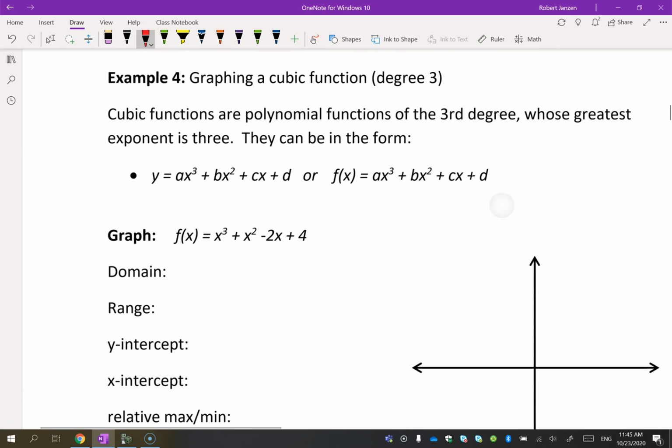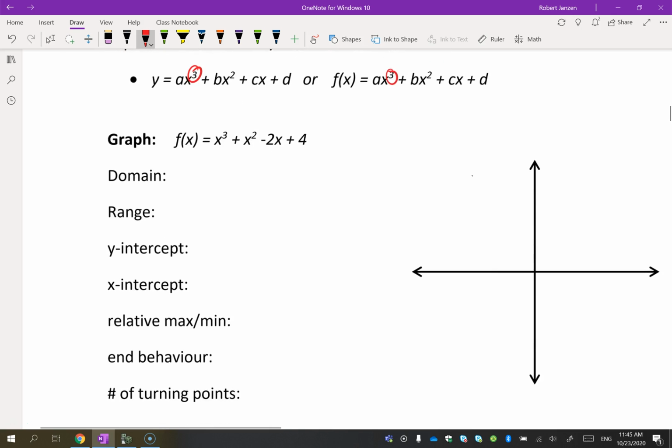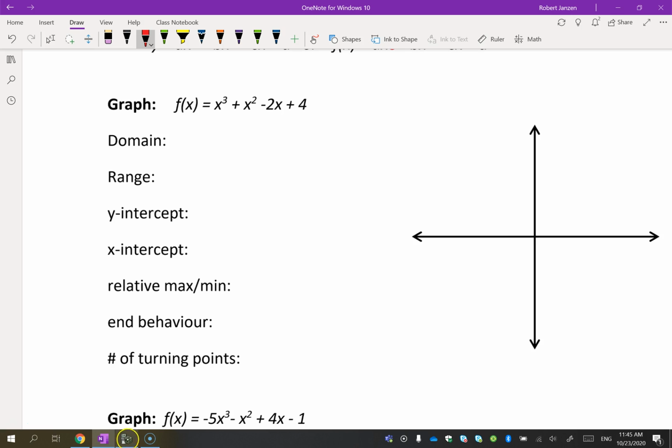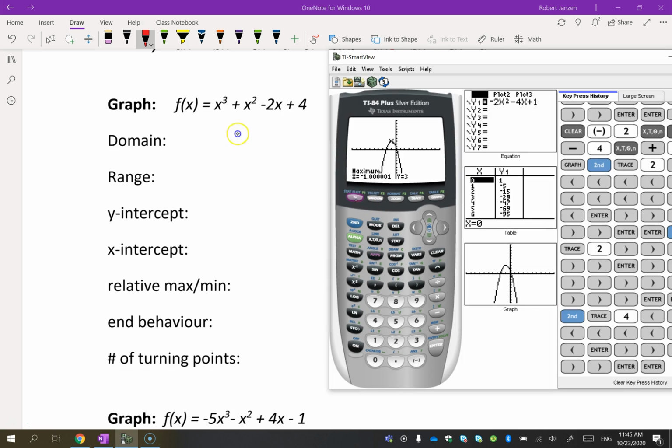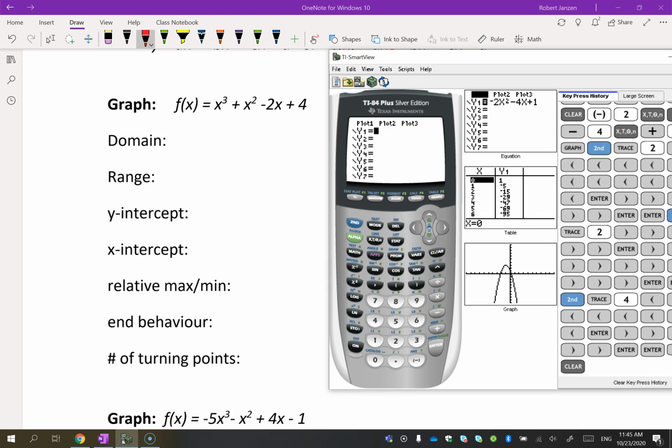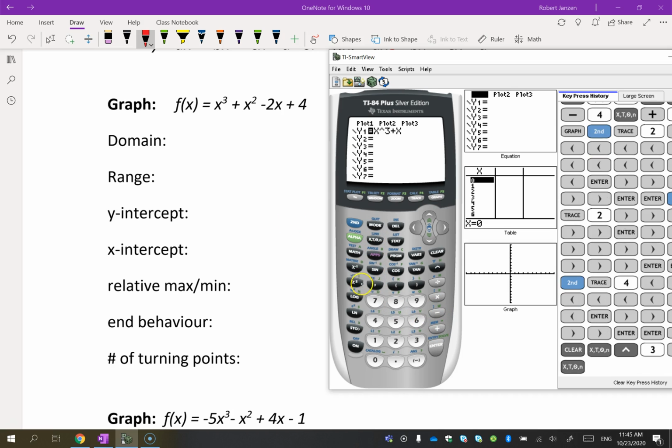All right, going to cubic functions now, degree 3. So you can see the degree 3 because there is a cube function. Okay, so let's try graphing this one. We'll go to y equals and clear and put in x to the power 3 plus x squared minus 2x plus 4.